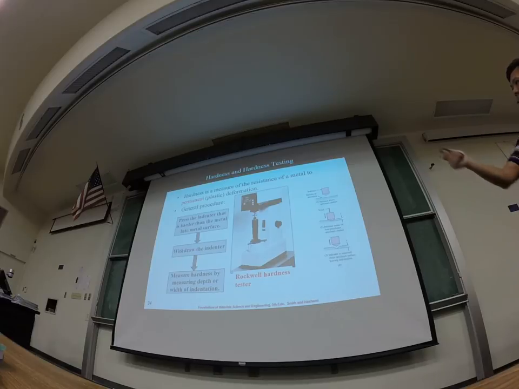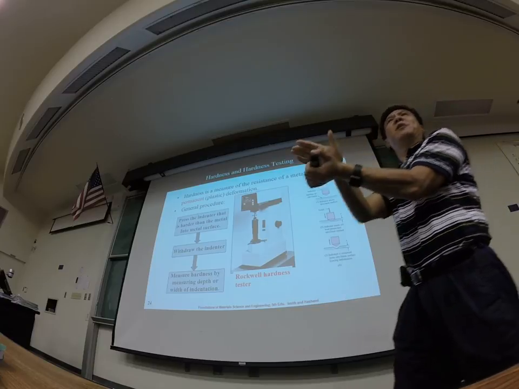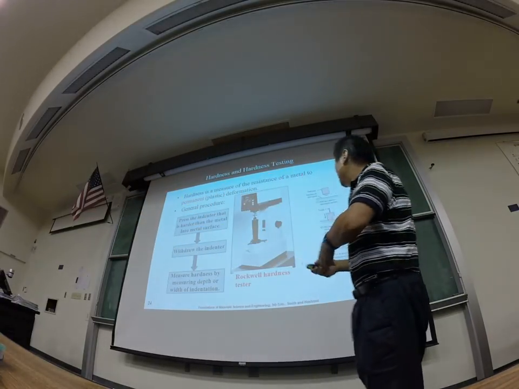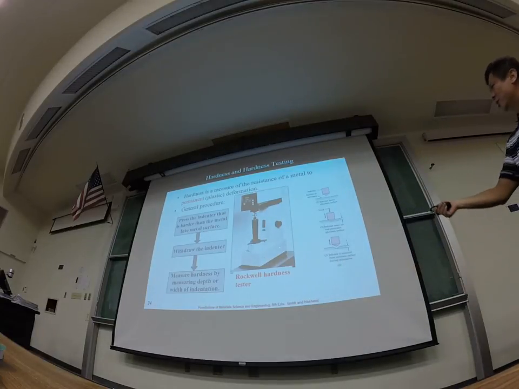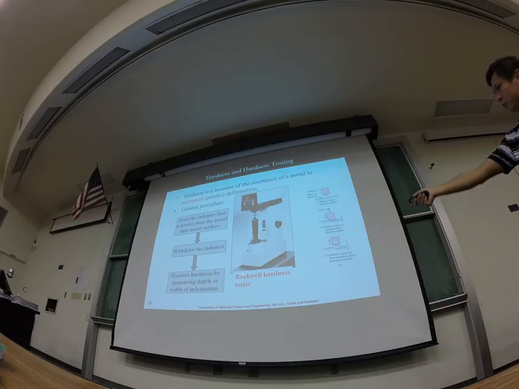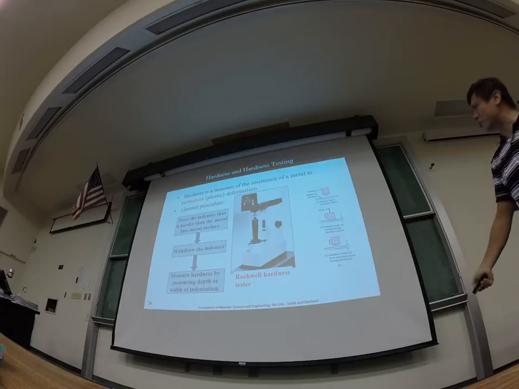So indeed, the hardness is a measure of the resistance of the material to this kind of plastic deformation, okay? To measure that one is easy. There are quite a lot of different hardness testers. One I show you here is what we call a Rockwell hardness tester.